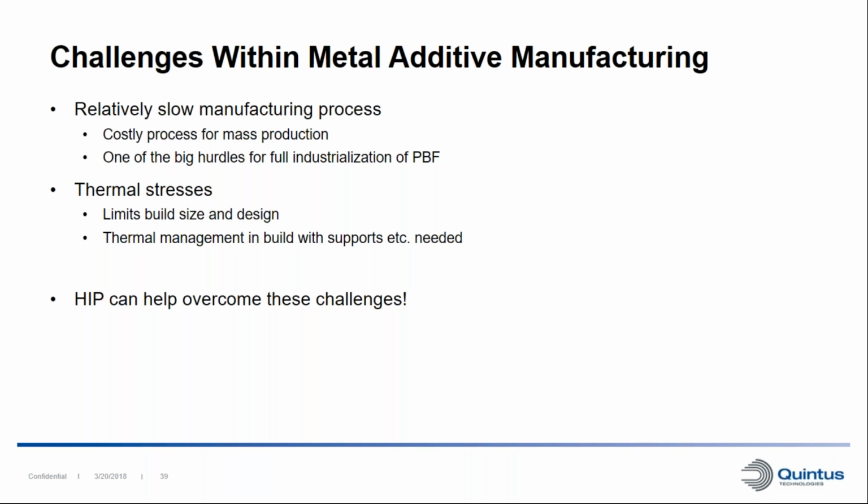Another thing is thermal stresses. This is especially for the laser-based powder bed fusion processes. The thermal stresses that we get during our build will actually limit the possible build size and the design of your part, for example. And also you have to work with thermal management in the build process with supports, etc., to be able to transfer heat away from the build. And now I'm going to show you how HIP can help to overcome these challenges.